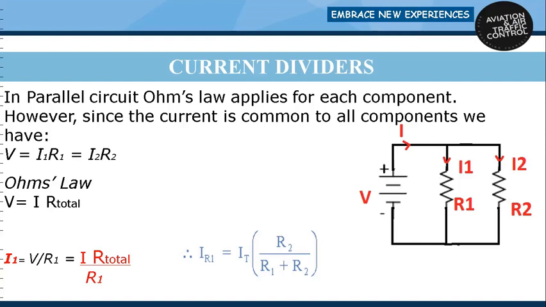R total is the total resistance, and we know that for a parallel circuit it is R1 R2 divided by R1 plus R2. So R1 is in the denominator and R1 R2 is in the numerator. So R1 gets canceled. The final equation will be I1 is equal to IT multiplied by R2 divided by R1 plus R2.